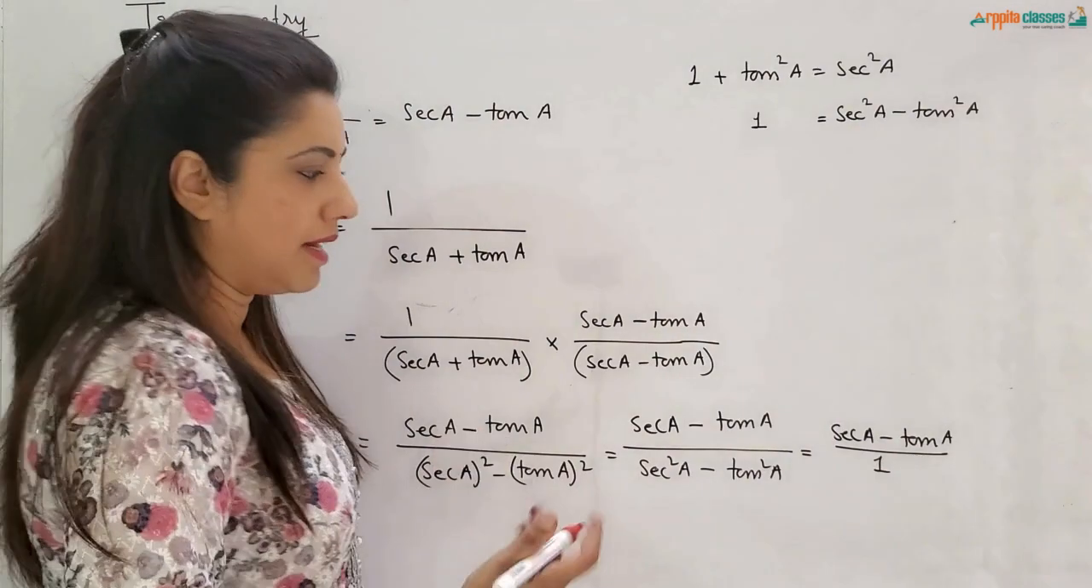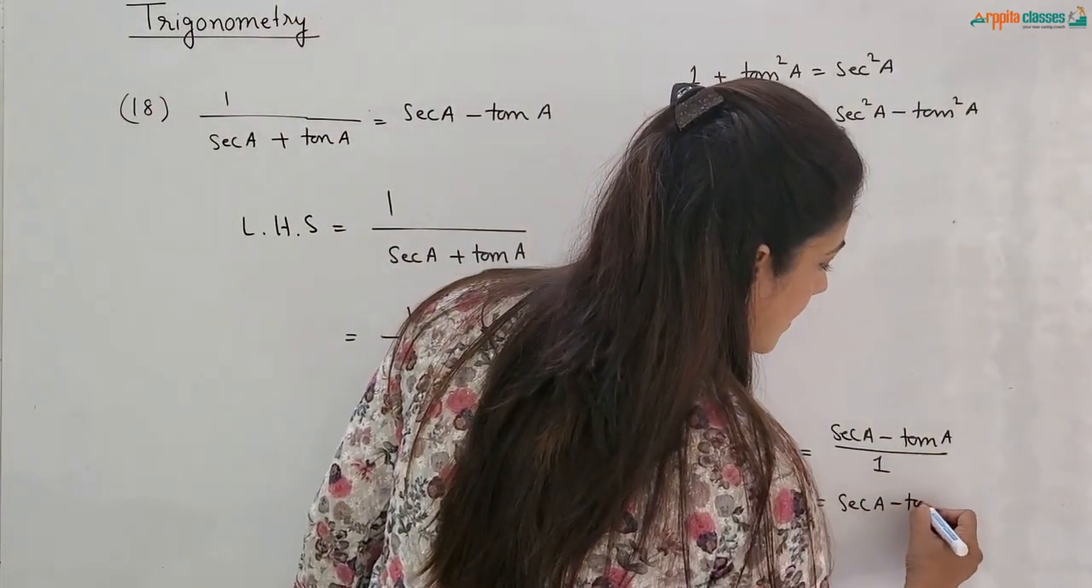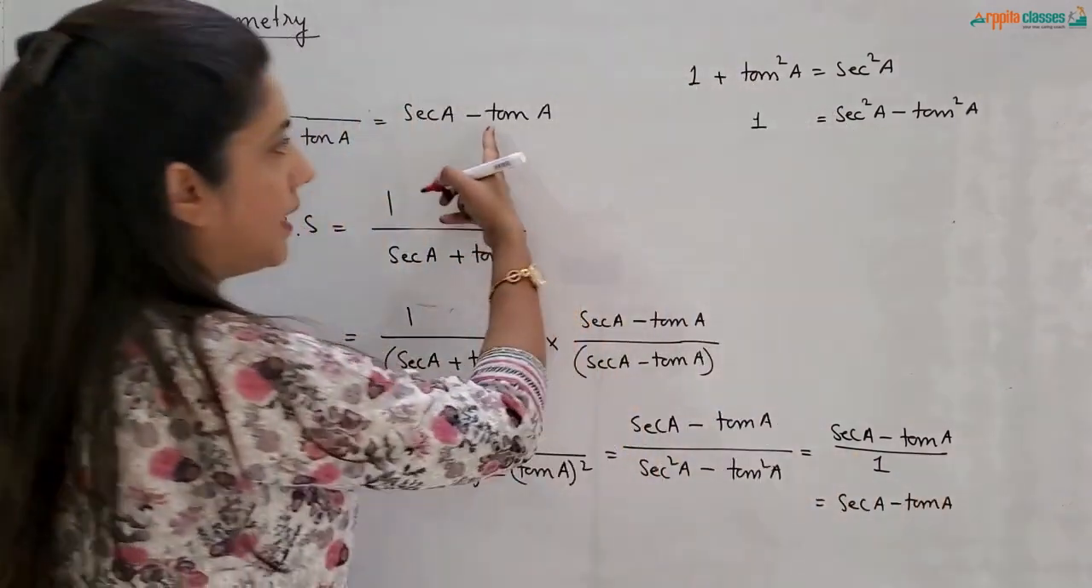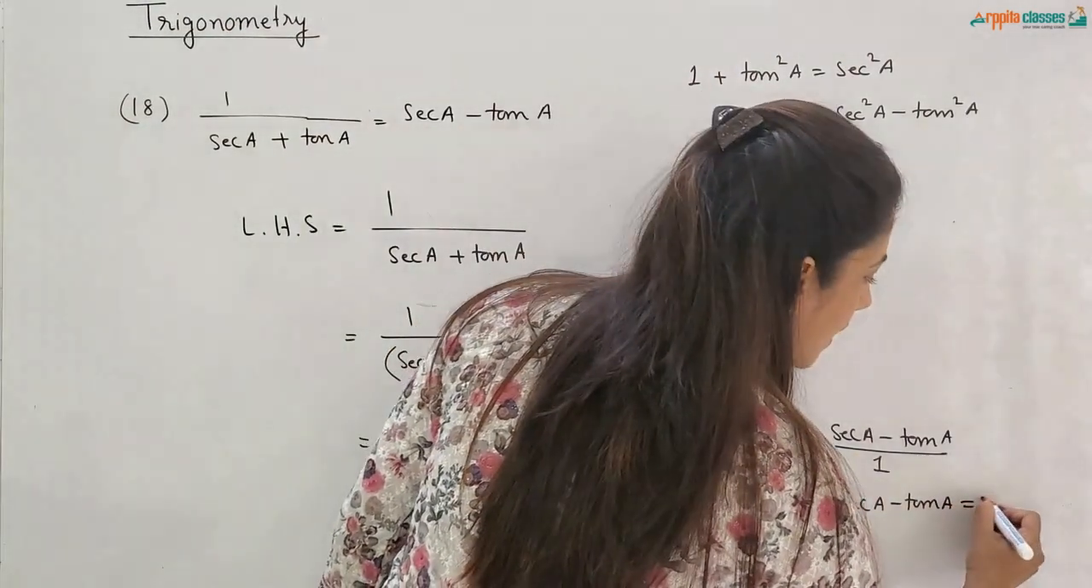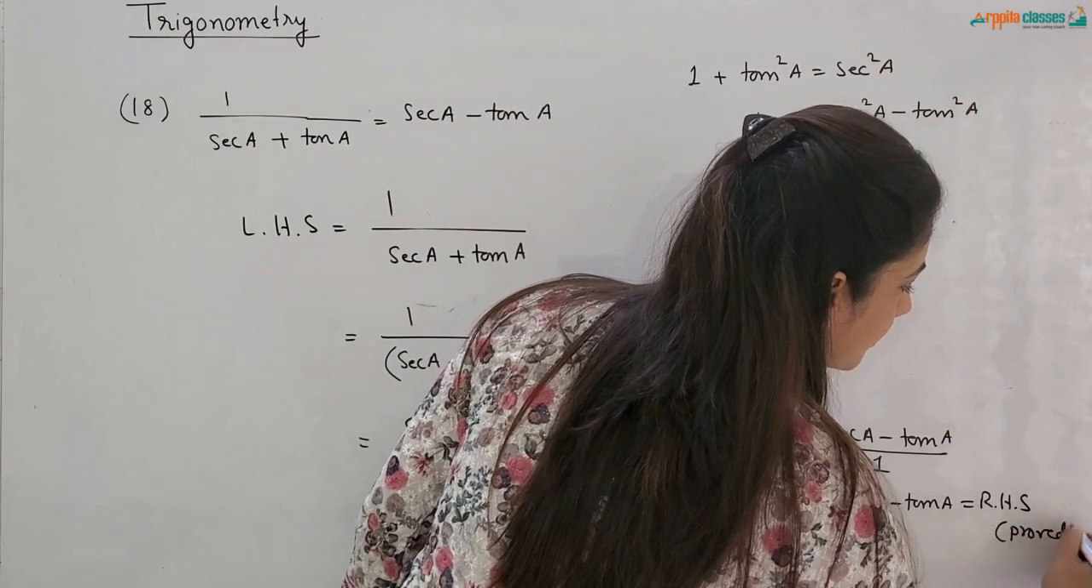So anything divided by 1 is the same thing only. So we will finally write sec a minus tan a. Now look at your right hand side. We already got it. Equal to right hand side, hence proved.